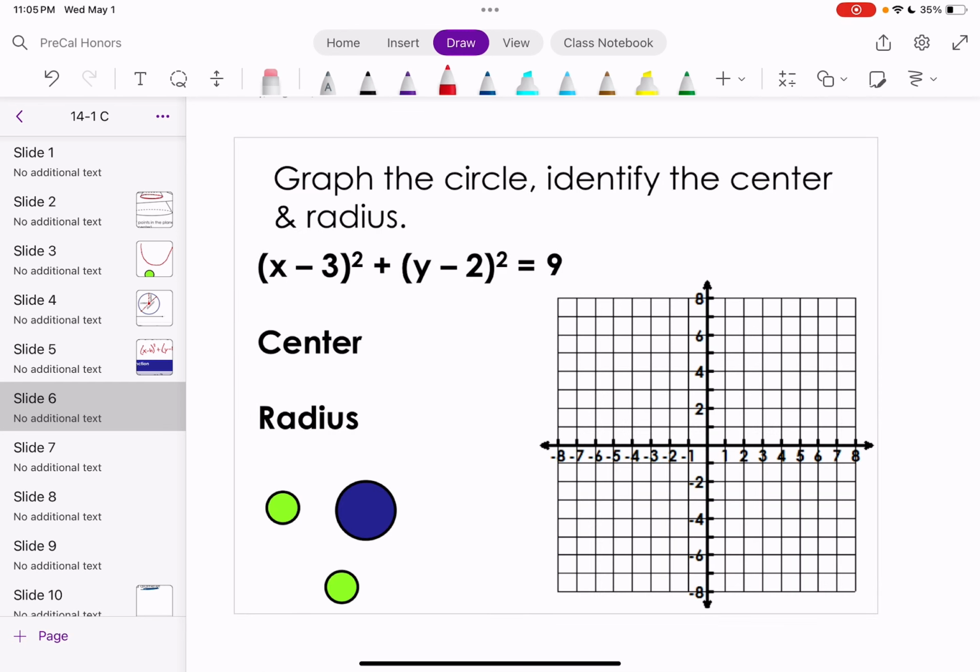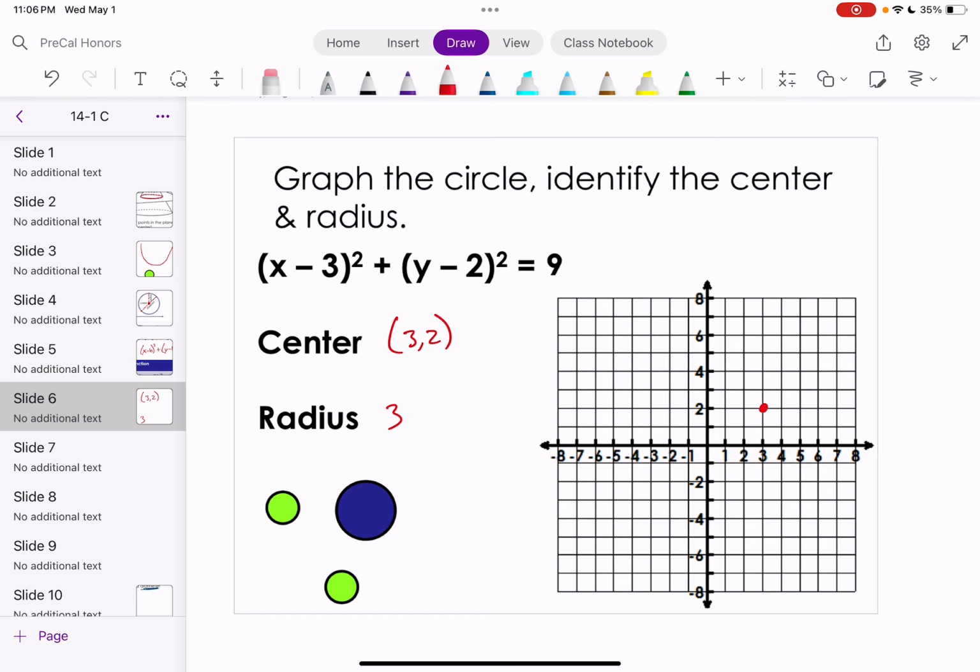Now, as we're given a problem to work with, the first two things that we should always find are the center and the radius. In this case, the center for this problem would be 3, 2, and the radius would be 3. First thing we're going to do is find our 3, 2, and plot our point. Keep in mind the radius is 3, and the radius describes from the center point to the outside point.